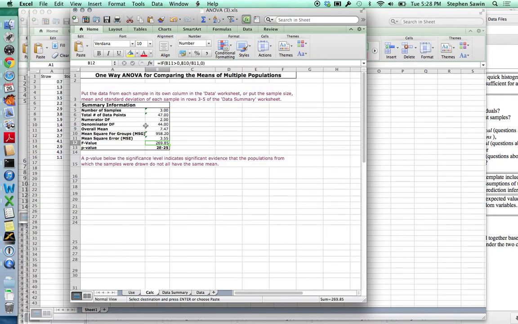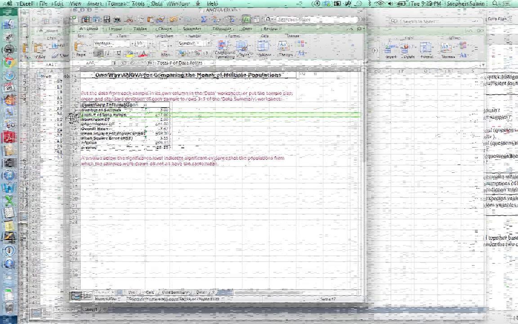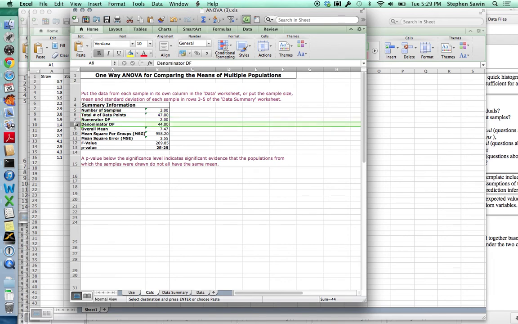Here's the page that really matters. It tells us, again, the number of samples. There were 3 samples. There was a total of 47 data points. Numerator and denominator degrees of freedom, we've seen degrees of freedom before. In this particular procedure, the statistic we use is the F statistic. The F distribution has not one number of degrees of freedom, but 2, called the numerator and the denominator degrees of freedom. And while we're looking, I'll just show you that the numerator degrees of freedom is always 1 less than the number of samples. We would write that k minus 1. The denominator degrees of freedom is always the total number of data points minus the number of samples on the nose. This is the average of everything.